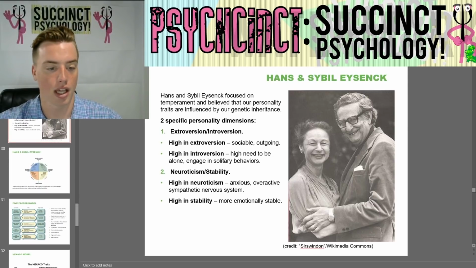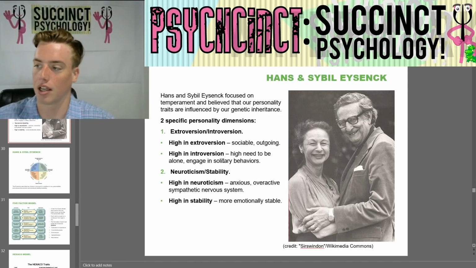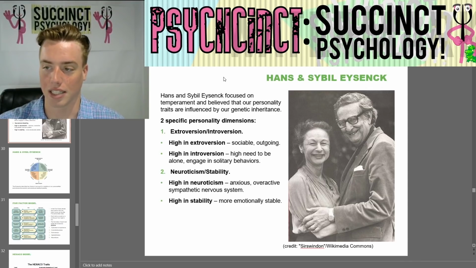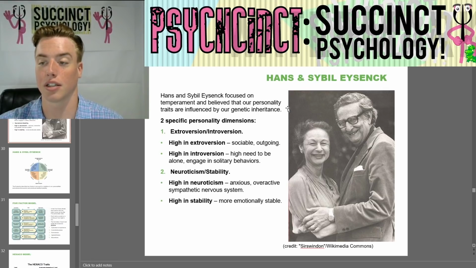So, Hans and Sybil Eysenck, I'm sorry if I'm struggling in pronouncing these names, but there are some weird ones. So, Hans and Sybil focused on temperament and believe that our personality traits are influenced by our genetic inheritance.